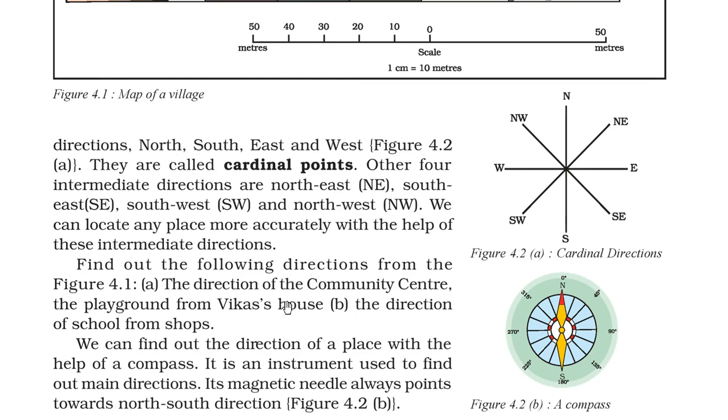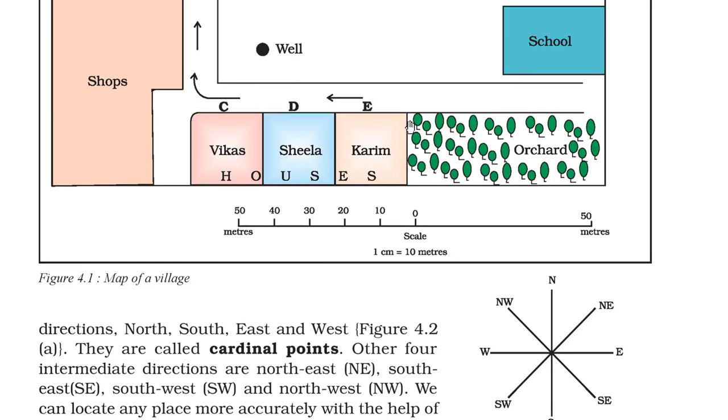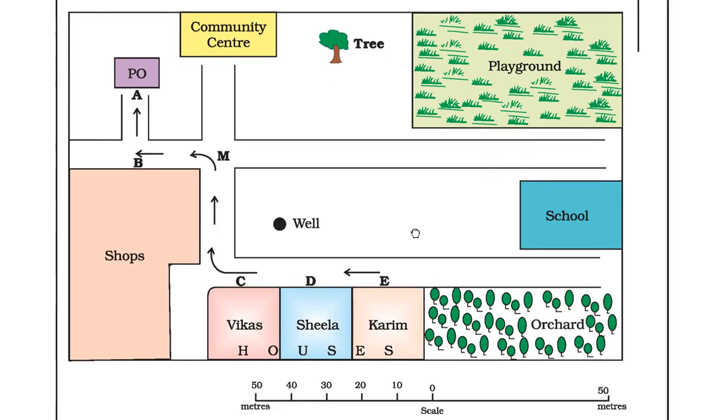So we can find out the direction of a place with the help of a compass also. So this is an example of a compass. So what is a compass? A compass is an instrument used to find out main directions. The magnetic needle always points in the north-south direction. So this is actual north and south. So what we are suggesting here is, this is a figure.